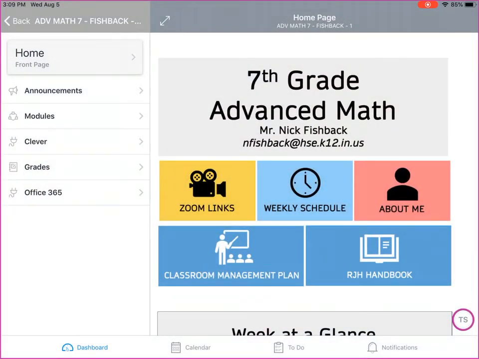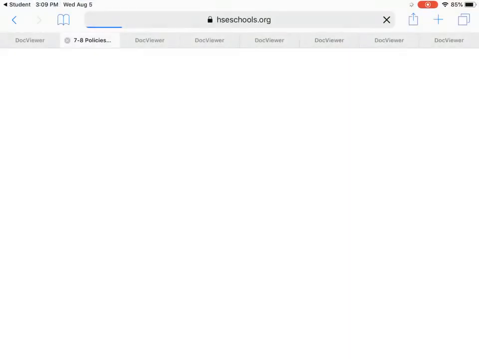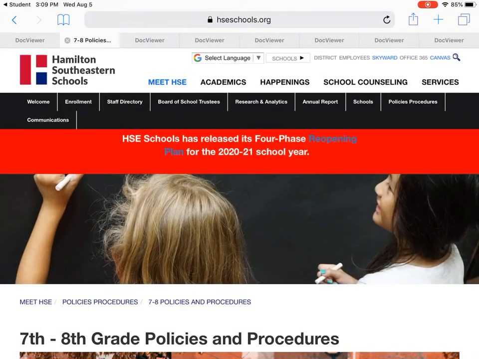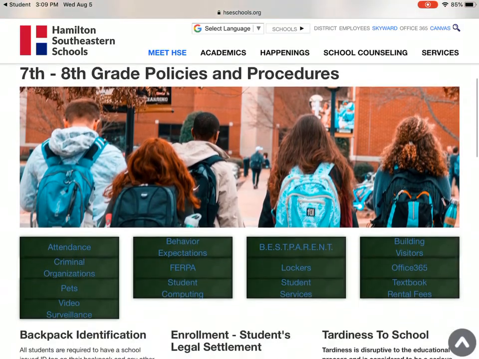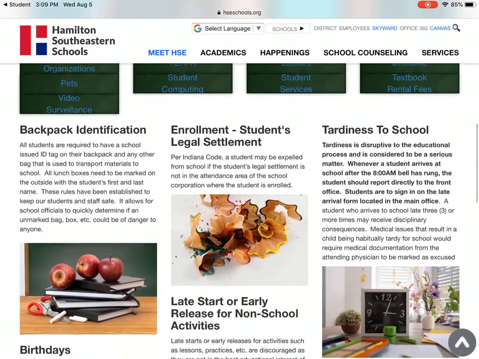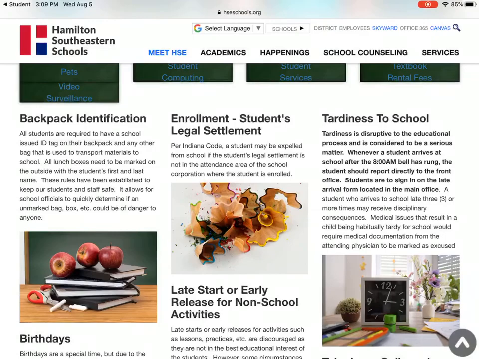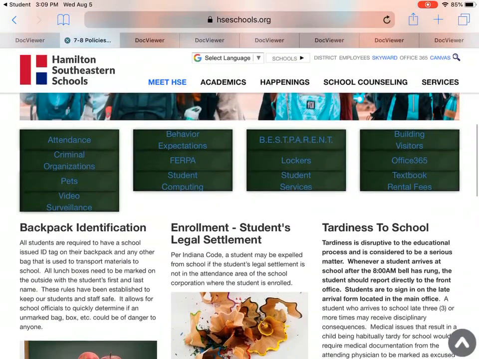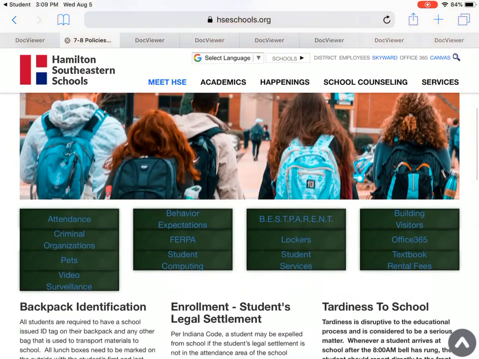The one on the right says RJH Handbook. I'll click on that briefly as well. This takes you to the HSE 7th and 8th grade policies and procedures page. Again, this isn't specific to our school, but this is some documents that the district put out with lots of rules and information about things pertaining to junior highs in our district. Again, we'll spend a lot of time talking about these things during class as well.